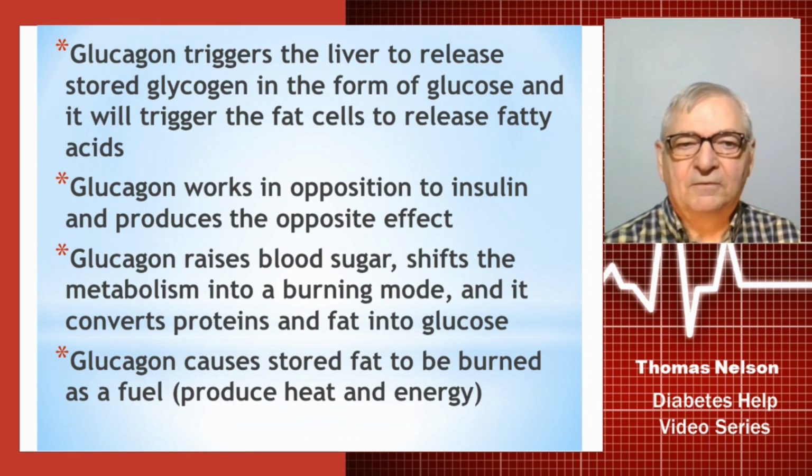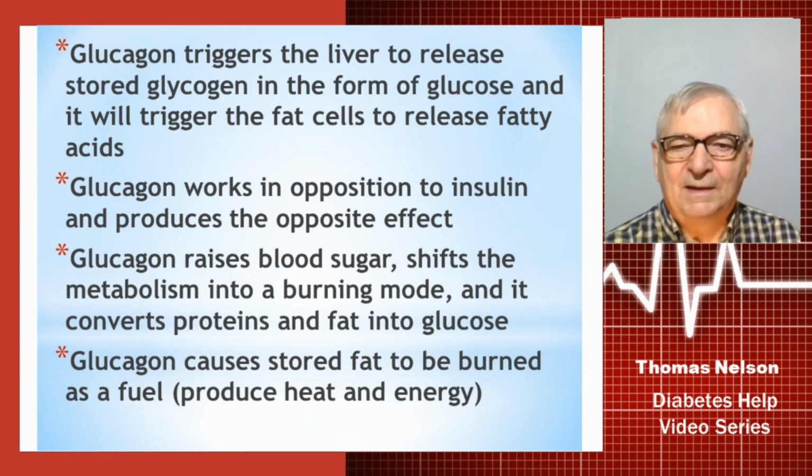Glucagon will trigger your liver to release stored glycogen. Remember, glycogen is glucose in a compact stored form. Whenever the cells take up glucose, enzymes convert it into glycogen, which is a very compact form of glucose. And so whenever glucagon triggers the liver to release glucose, it's going to convert that glycogen back into glucose and then release it into the bloodstream.